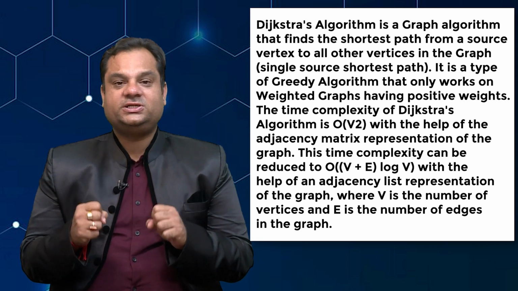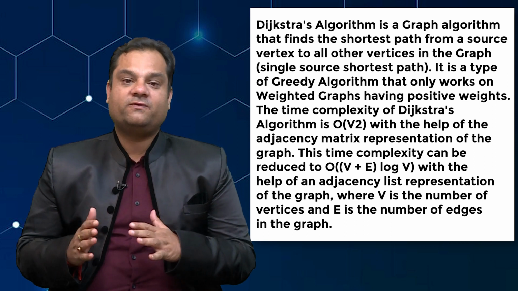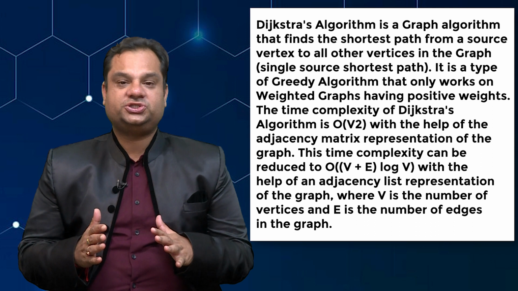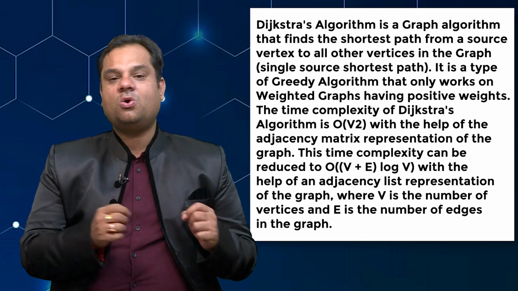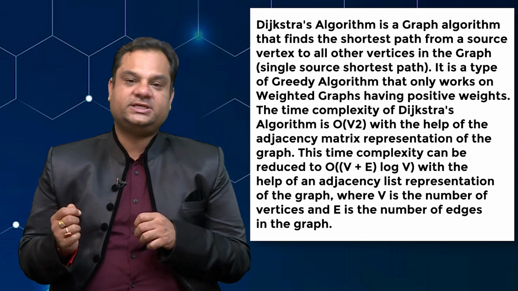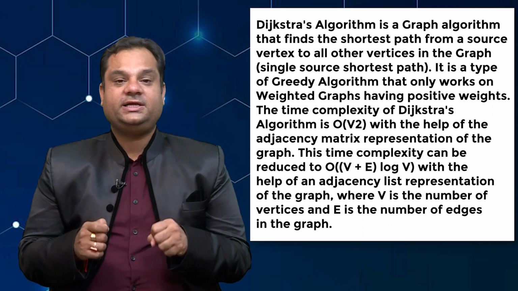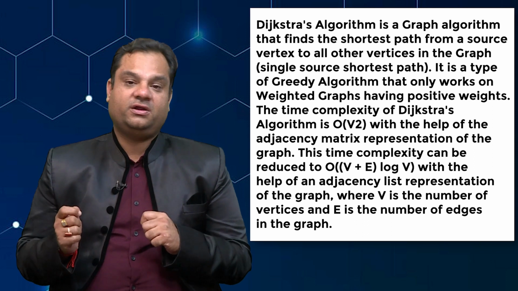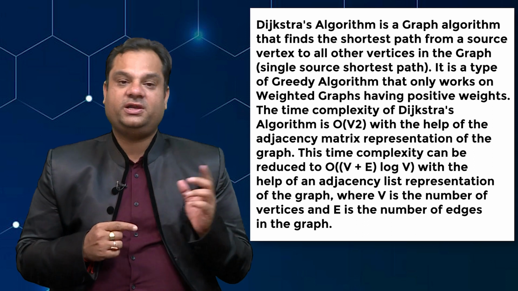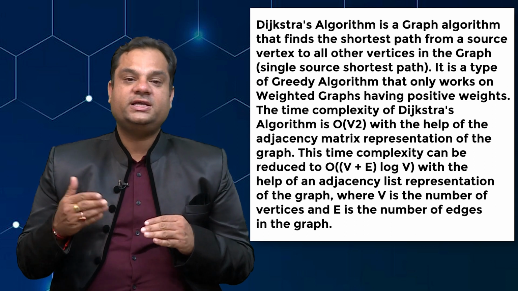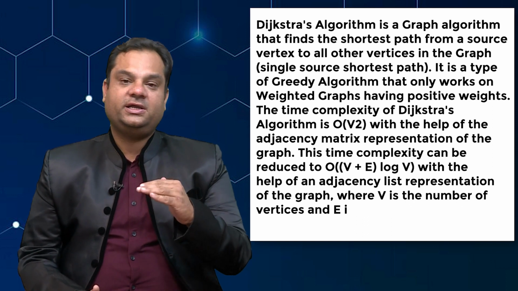The time complexity of Dijkstra's algorithm is O(V squared) with the adjacency matrix representation of the graph. The time complexity can be reduced to O((V plus E) log V), where vertices plus edges, with the adjacency list representation of the graph. As we already discussed in the adjacency list, we saw how to design the adjacency list of a graph. Here V is the number of vertices and E is the number of edges in the graph.